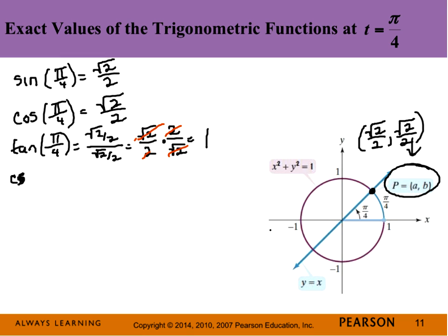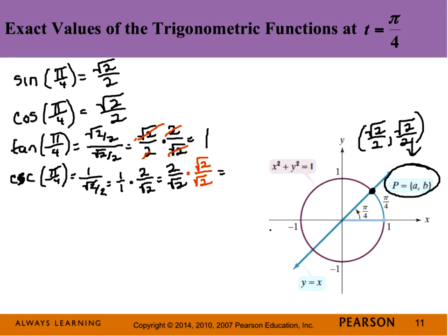The cosecant of pi over 4 is given by the inverse sine, so 1 over square root of 2 over 2. That's 1 over 1 times the reciprocal, 2 over square root 2. So we're going to have to rationalize the denominator here. Going to multiply by the clever form of 1, square root 2 over square root 2. And I end up with 2 square root 2.